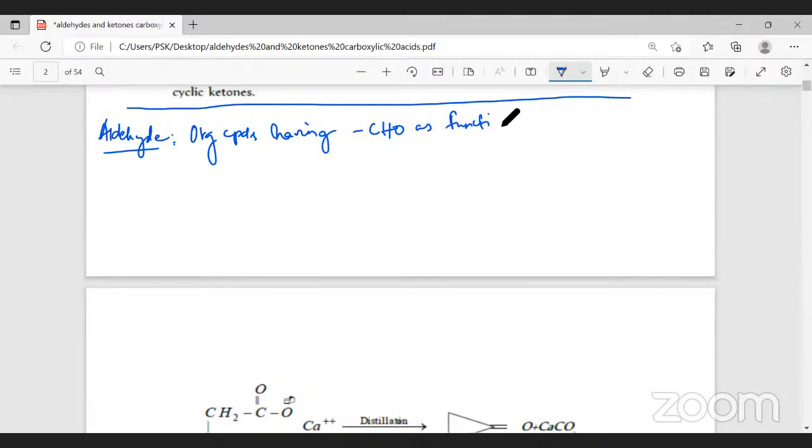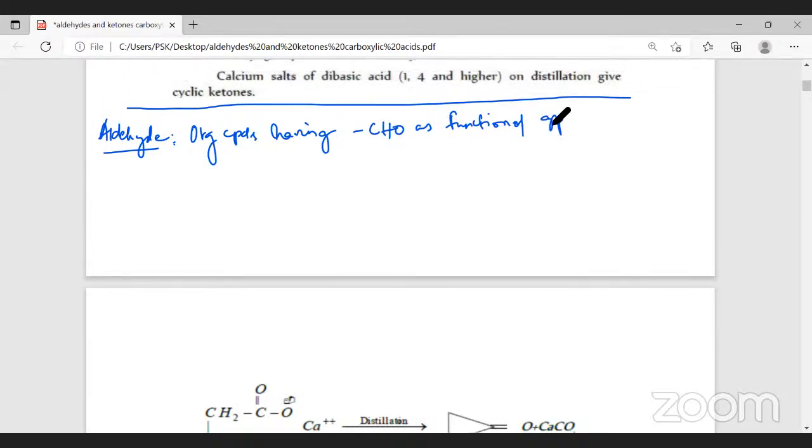Any molecule which contains CHO as a functional group is called an aldehyde. So the general formula of an aldehyde is RCHO. The structure of RCHO is R-CH double bond O. Carbon should have tetravalent valency. Therefore, the bond between carbon and oxygen will be a double bond. Carbon and hydrogen is a single bond. Carbon and R group is a single bond.